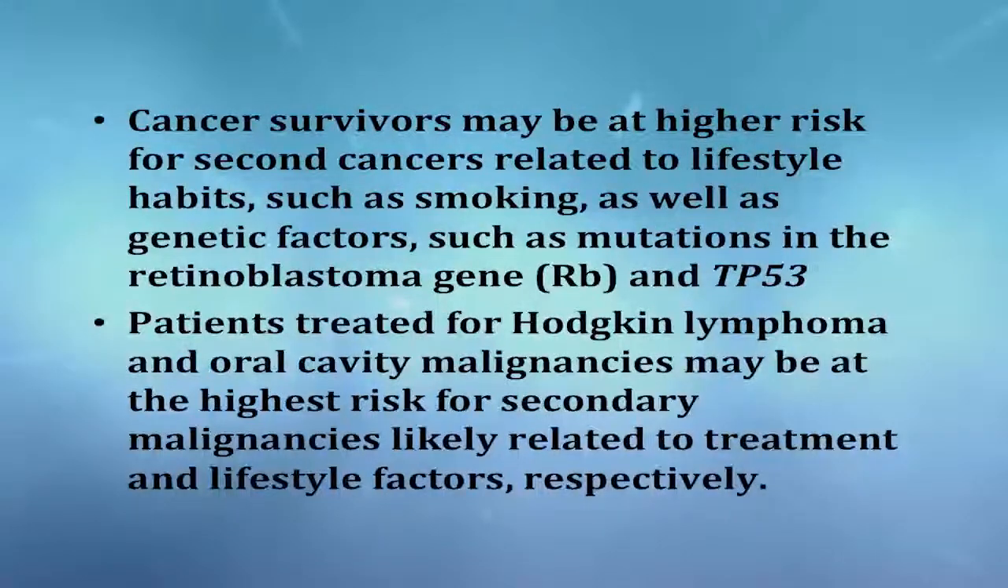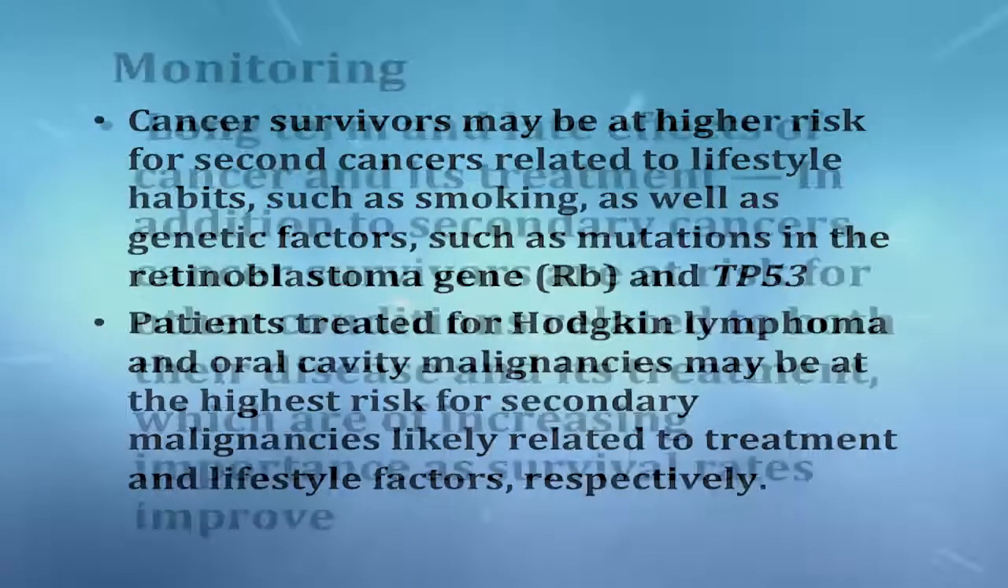Also, patients who have some genetic changes or mutations, like mutation of the retinoblastoma gene, RB gene, or the tumor suppressor gene, TP53, are at high risk of cancer development because they have weak tumor suppressor genes. Patients who are treated for Hodgkin lymphoma and oral cavity malignancy may be at high risk of secondary malignancy, likely related to treatment and lifestyle.